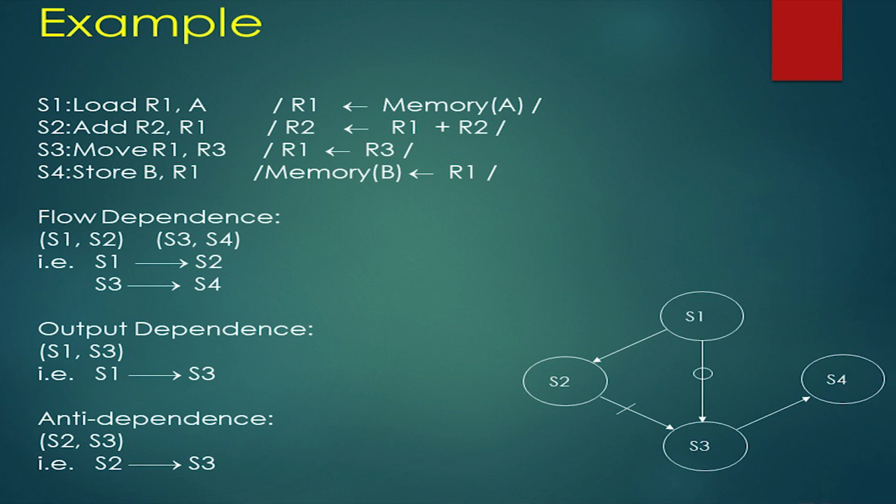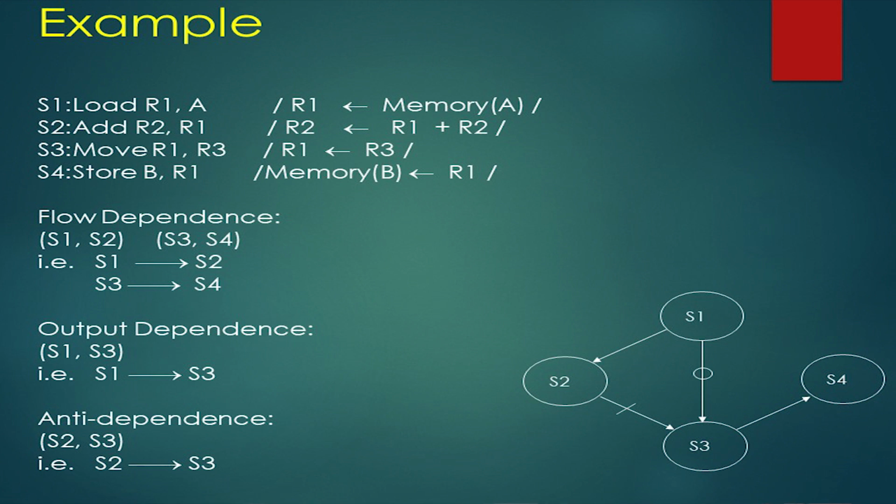So first of all, identify the flow dependence from these particular statements. Look at that picture, that is S1 and S2. These two statements are flow dependent. Why is it flow dependent? The first statement's output is register 1. The second statement input is also register 1. That means the first statement output will be acting as the second statement input. So these are all flow dependent.